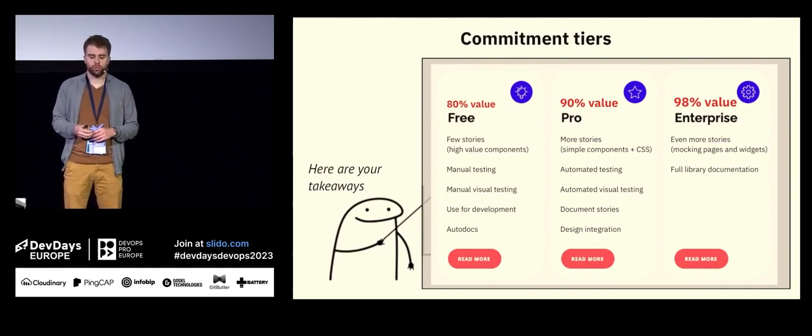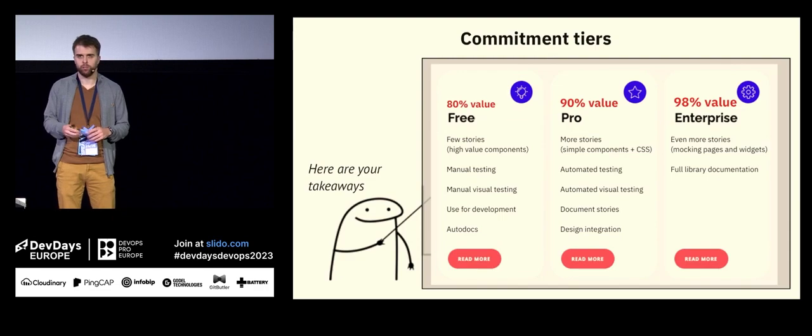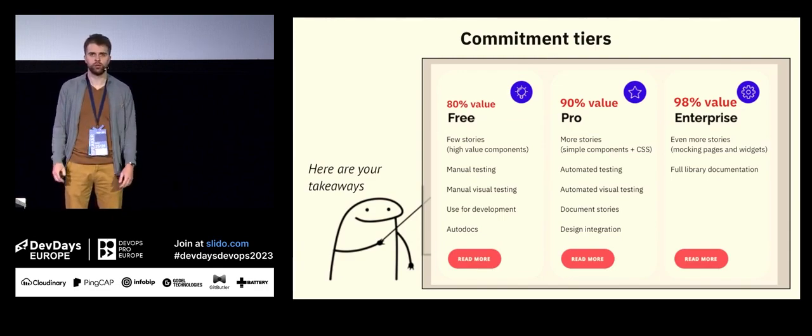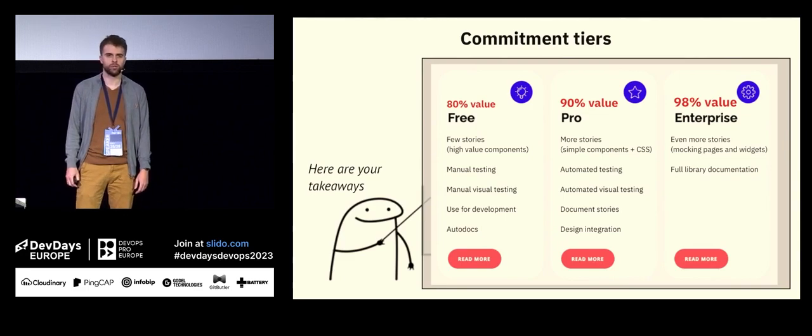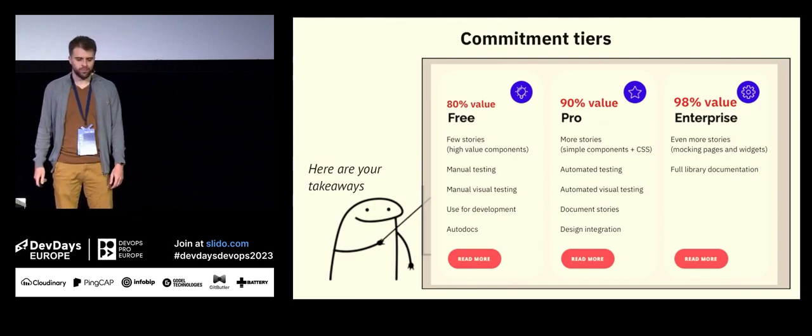You will use automated testing in the pipeline, and you will do the same for visual testing. You will document stories more, so you can do more with Storybook docs. And you can also integrate design and use Storybook to communicate with your design team. But that's continuous effort, which you sometimes also have to force.